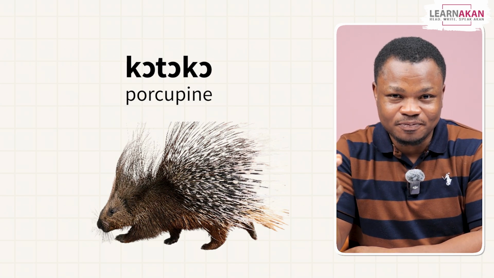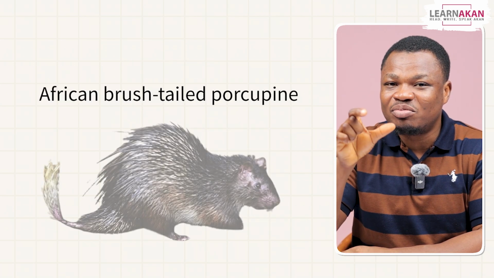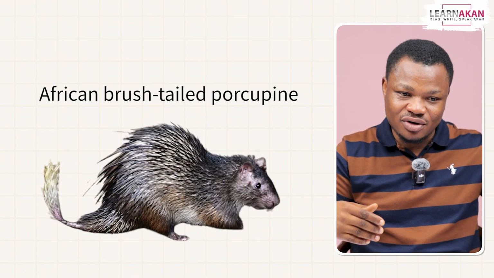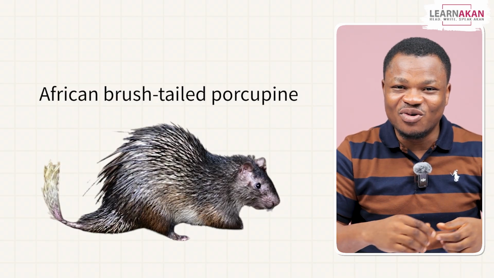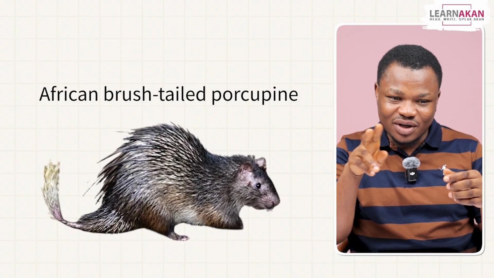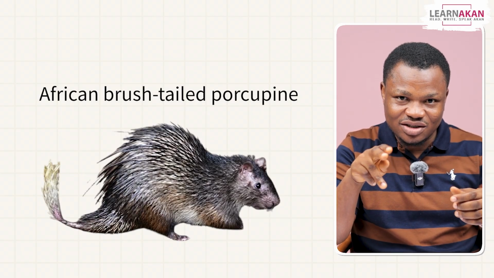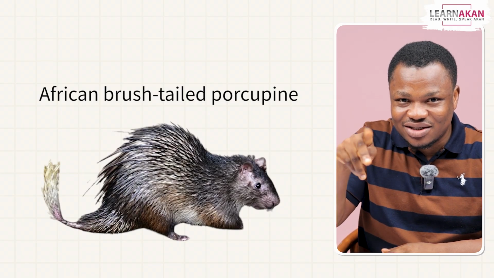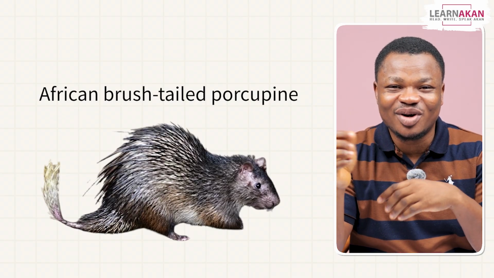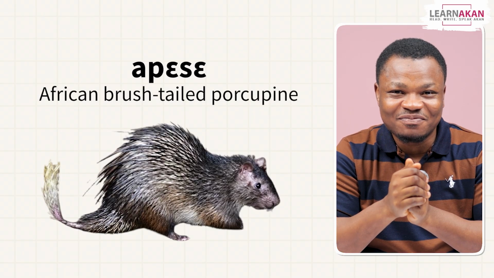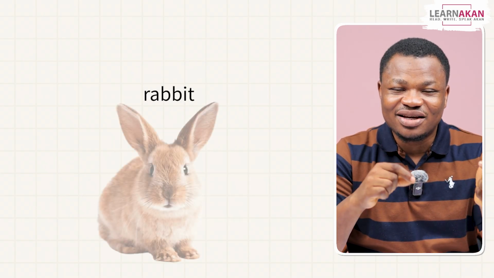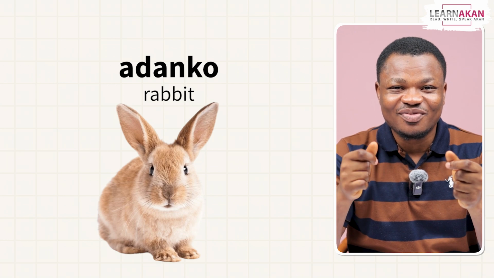Now, there's also the African brush-tailed porcupine, which I have actually seen before because, you know, my brothers used to bring some home. So it's the porcupine with the brush tail, right? When they move, you'll be hearing because their tail will be making that sound, okay? So we have the African brush-tailed porcupine, and we call that Apese. We have the rabbit, and that is Adanko.